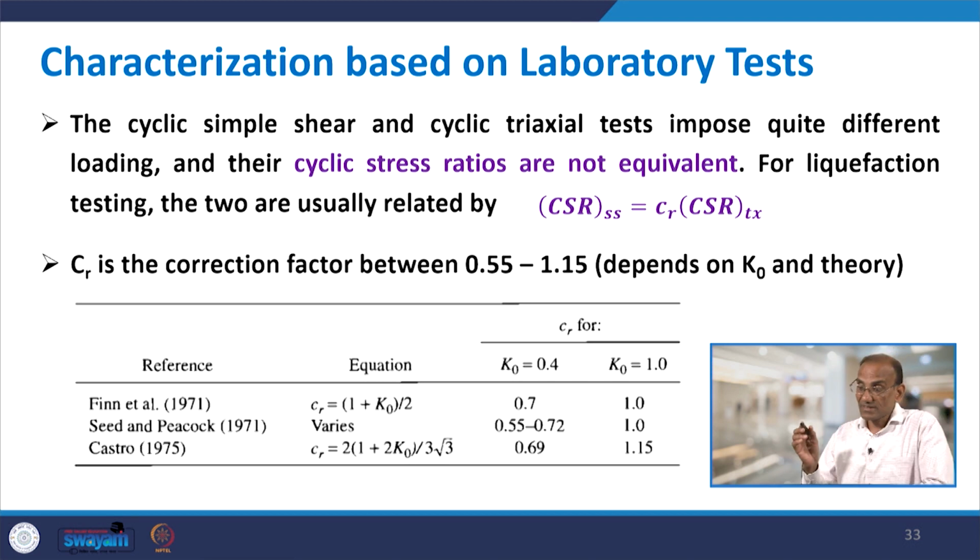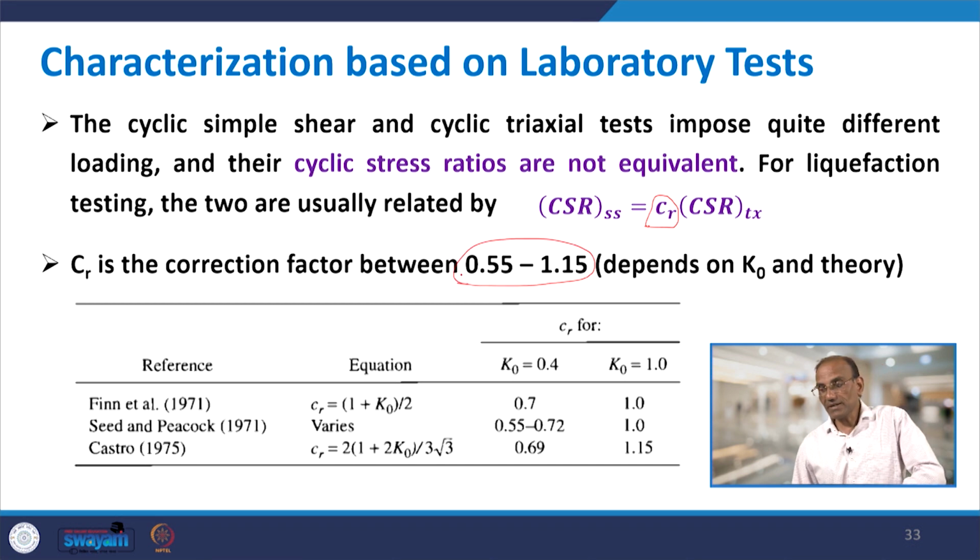If I get the value from triaxial, then it can be converted into the simple shear value by multiplying by a correction factor CR, and the value of this correction factor lies in the range 0.55 to 1.15 and depends on K0 and theory. What is K0? K0 is the coefficient of earth pressure at rest, which can be found normally using 1 minus sin phi. So, here you have different theories, Finn et al. and then different equations.